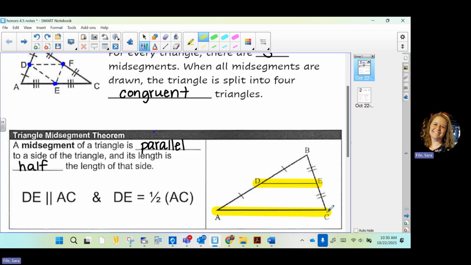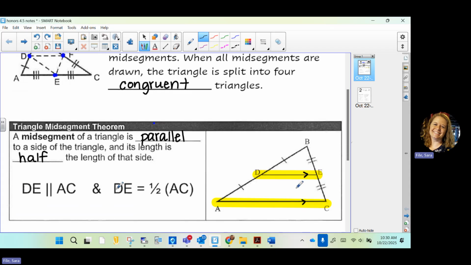Okay, and then the lengths of the midsegment and that side that it's parallel to have a special relationship. So I'm going to put the parallel markings on here. Okay, so those are the parallel sides. Now it says here that the midsegment is half that third side. So when we're solving for missing parts, you'll be able to set it up this way. If you know the third side, you would just take half of it, and that would get you your midsegment.